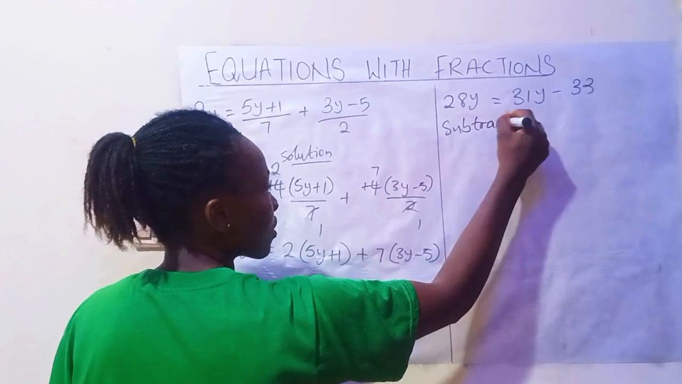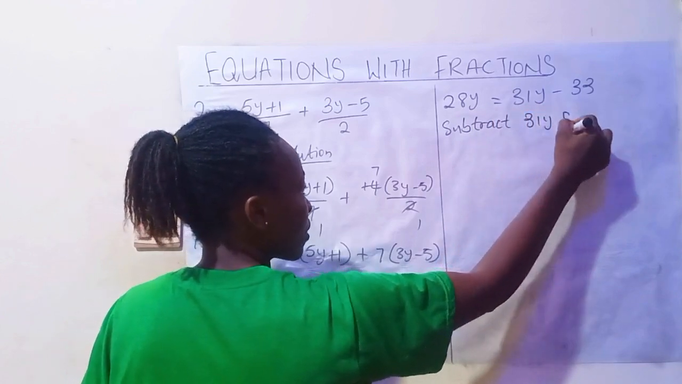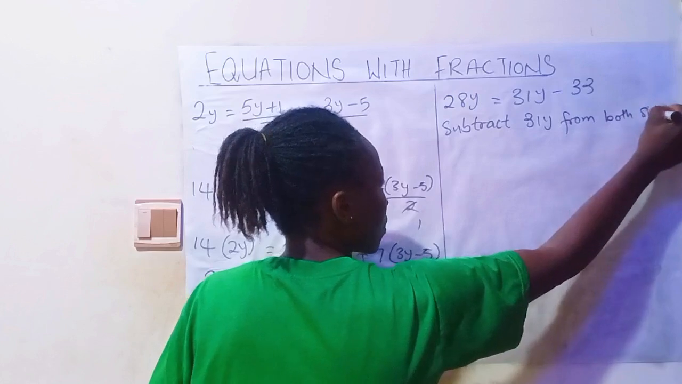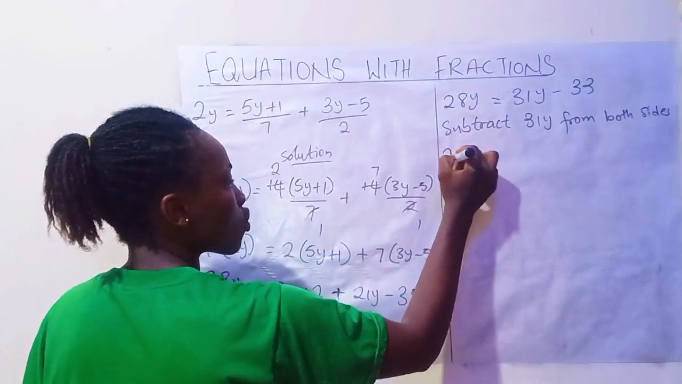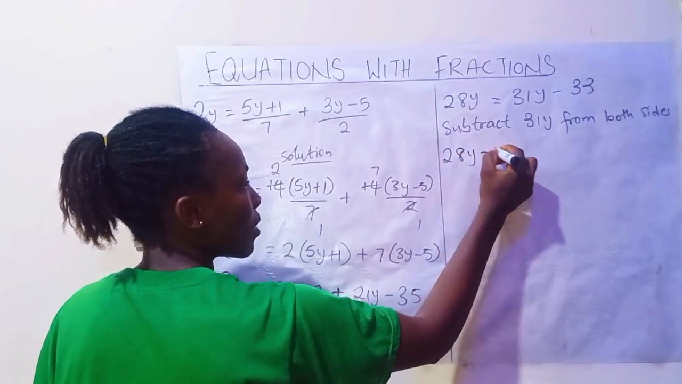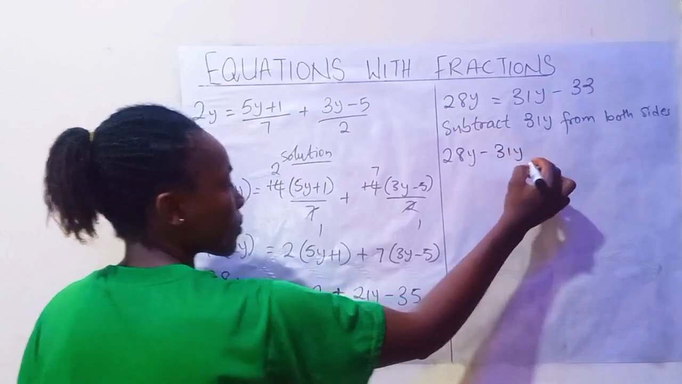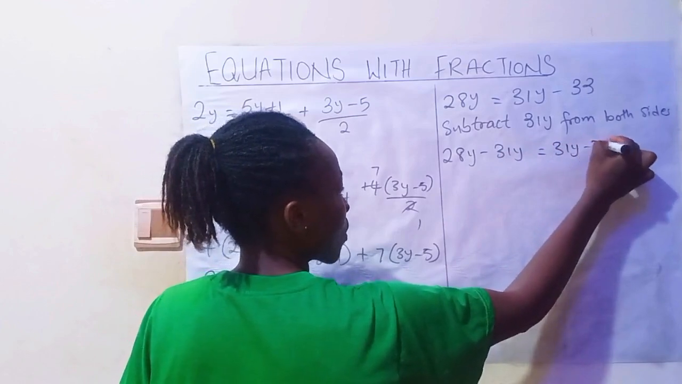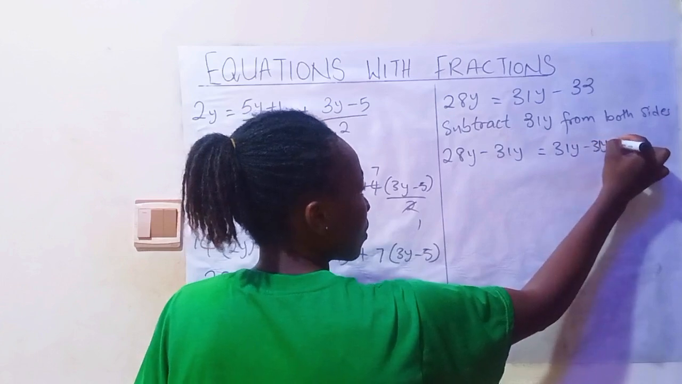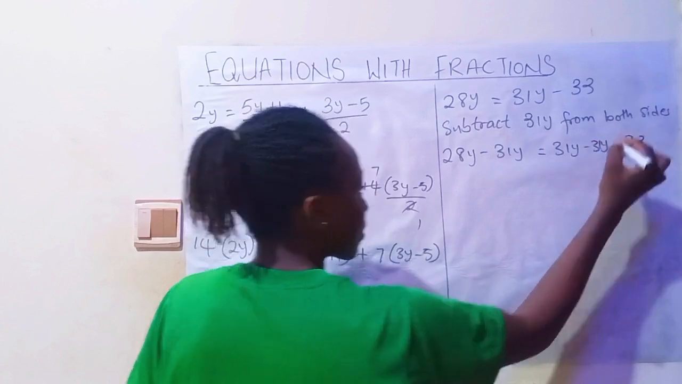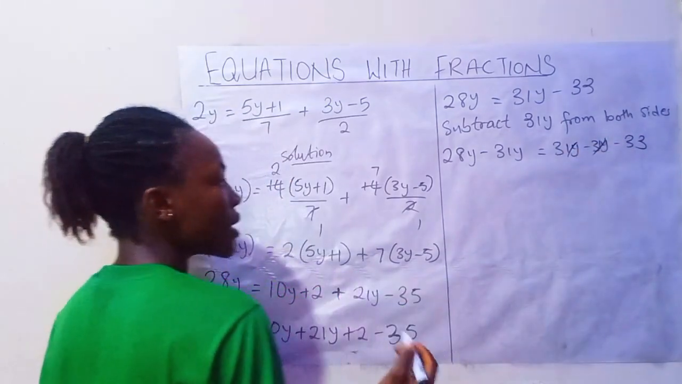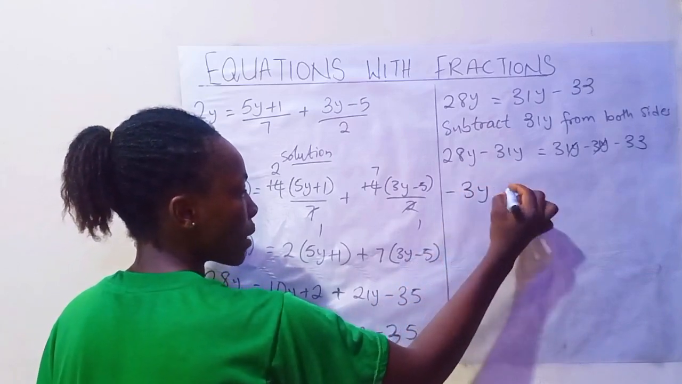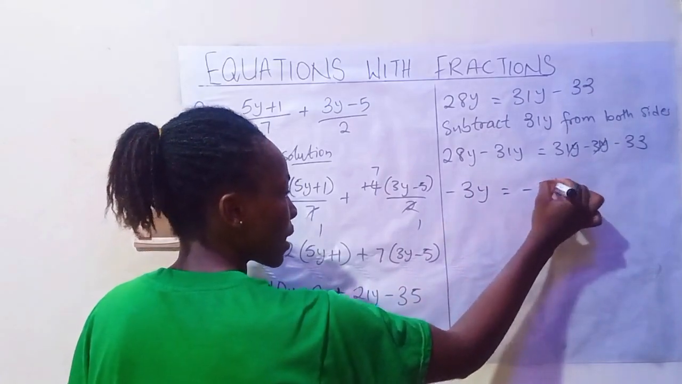We'll say subtract 31y from both sides. So we're going to have 28y minus 31y equals 31y minus 31y minus 33. This will cancel out, that is 0. So when we subtract this, we are going to have minus 3y equals minus 33.